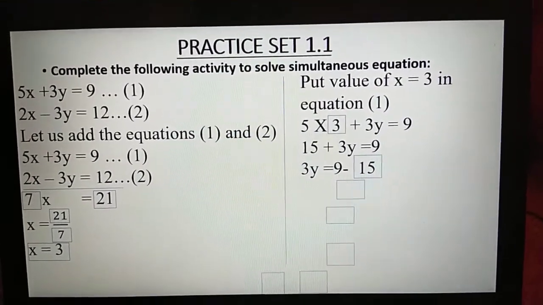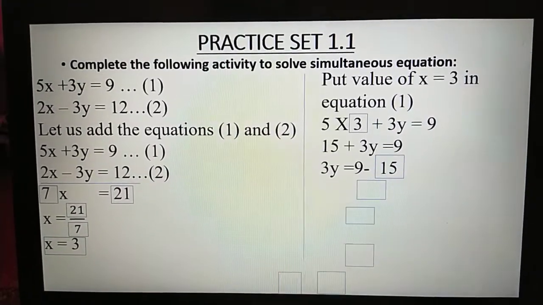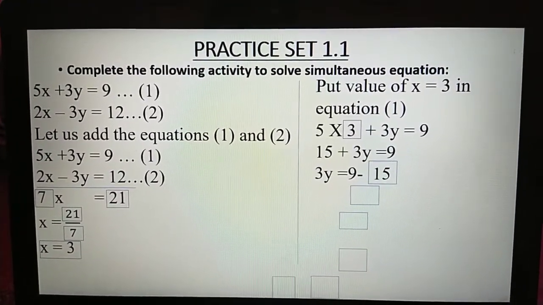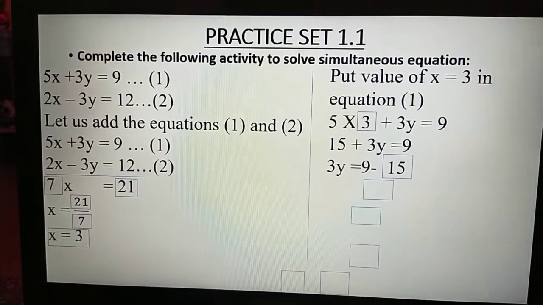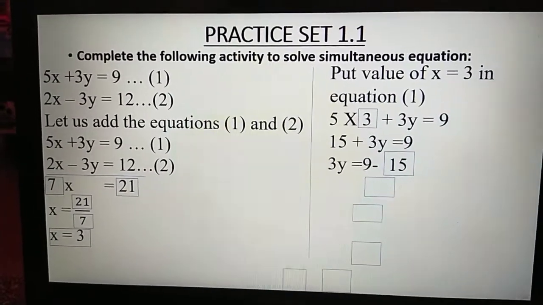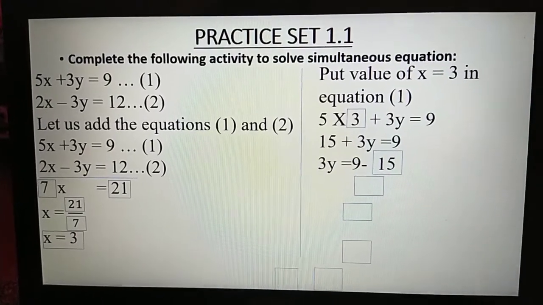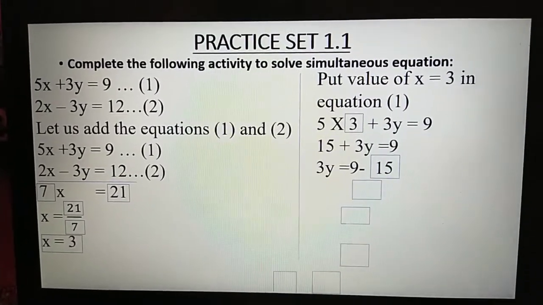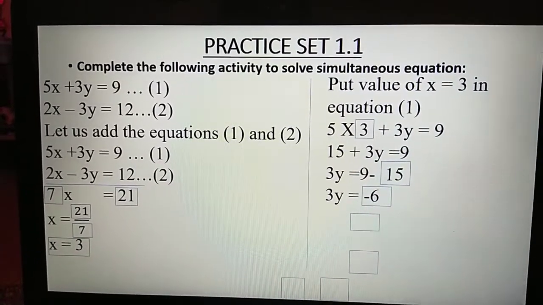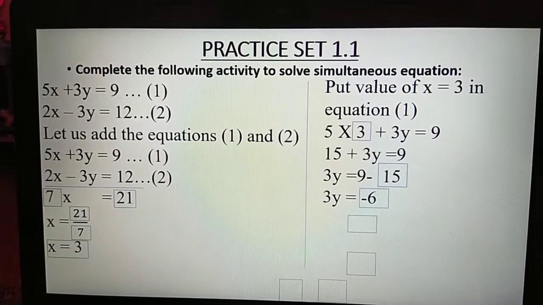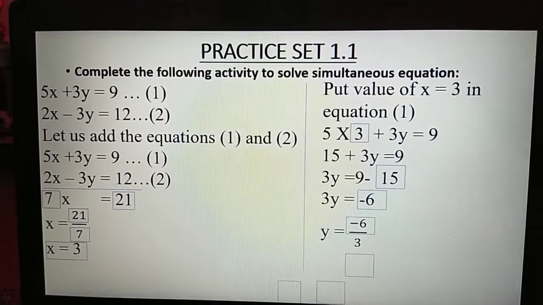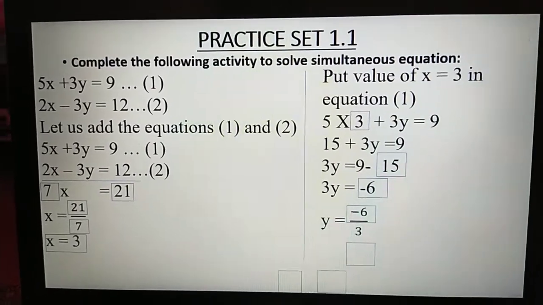Now which is greater in this? 15. What is the sign? Minus. So you have two opposite signs. You have to subtract the numbers and then give the greater number's sign. This rule I have taught you all in 8th standard as well as in 9th standard. So 3y is equal to minus 6, and then y is equal to minus 6 upon 3.